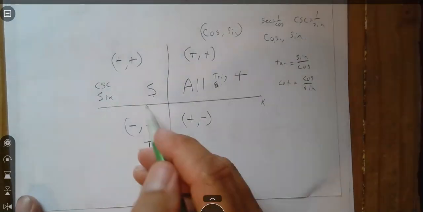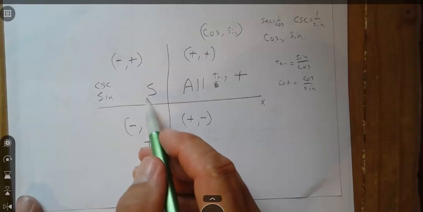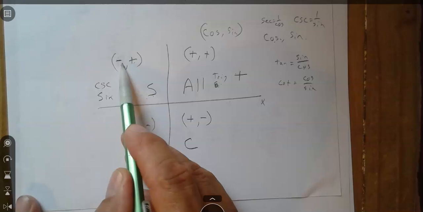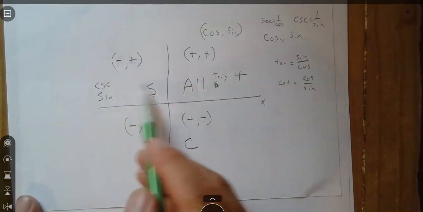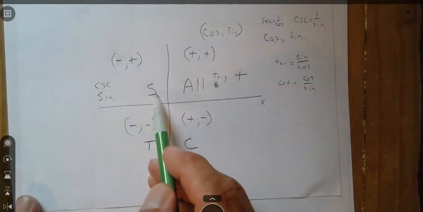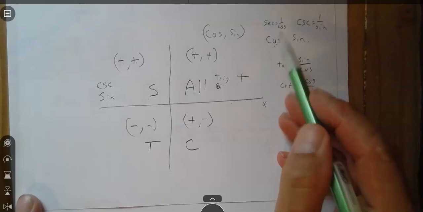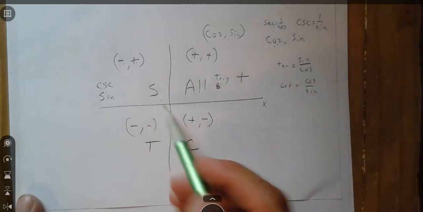But then we think of what about our tangent? Well, our tangent is sine over cosine. If I have a positive divided by a negative, then it's going to be negative. So then here, sine and cosecant are positive. Everything else is negative. Meaning my tangent, cotangent, cosine, and secant are all negative.